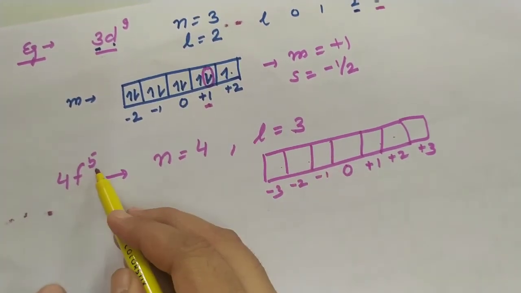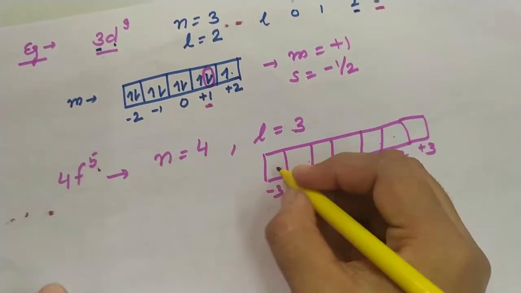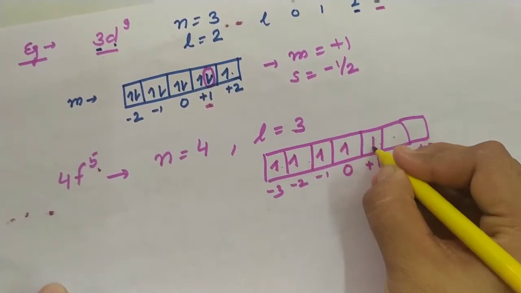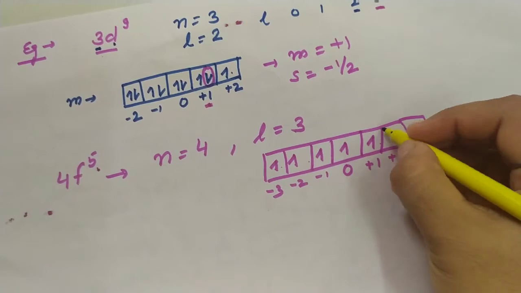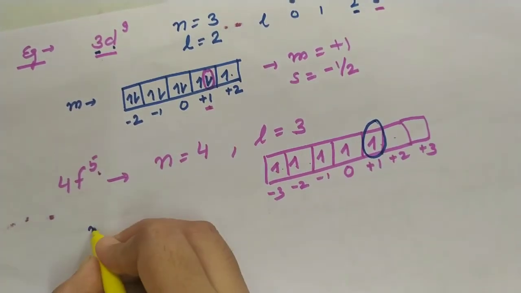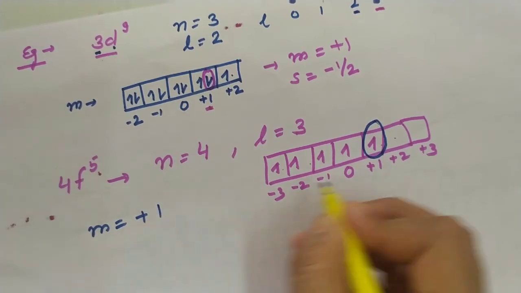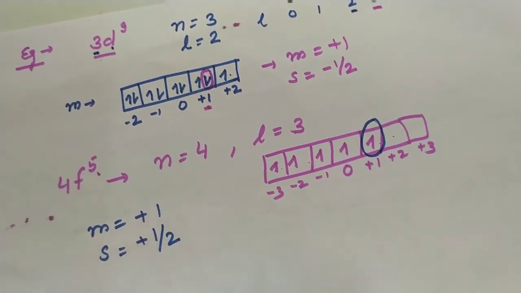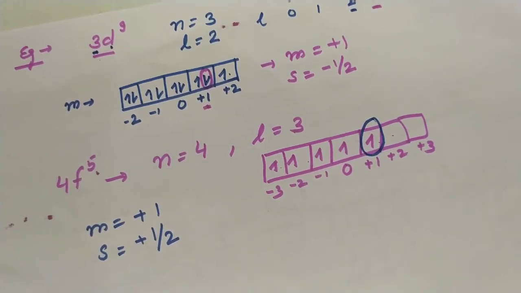And according to Hund's rule, we have to fill 5 electrons. 1, 2, 3, 4, 5. Now we have to find the value of m for this electron. For this, m is equal to plus 1. Okay. And as it is clockwise direction, the value of s is equal to plus half in this case. I think all these steps are clear to you.